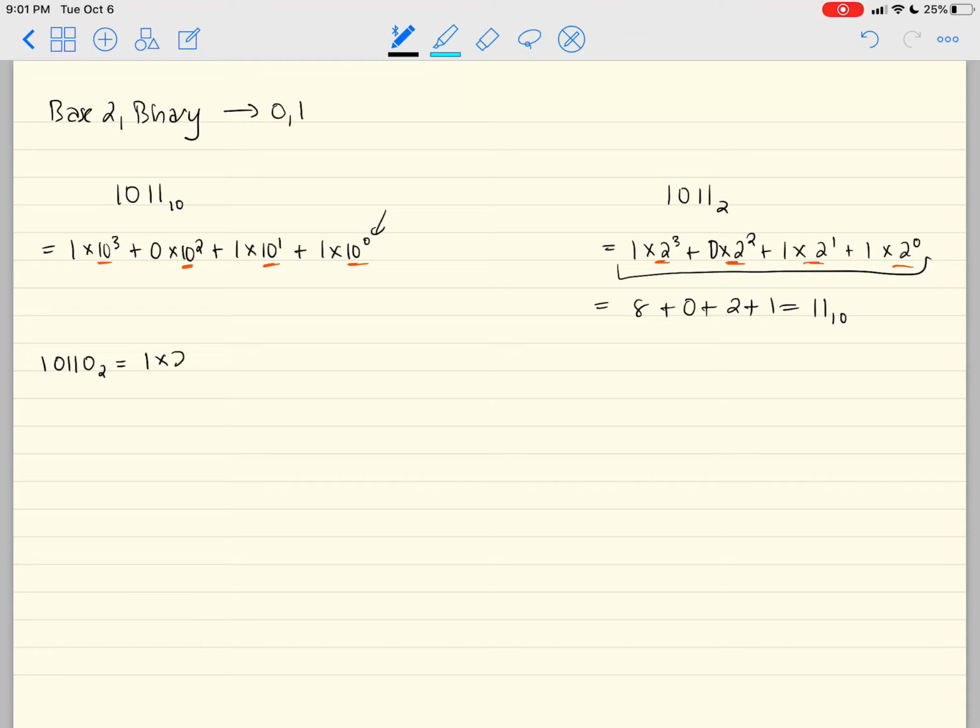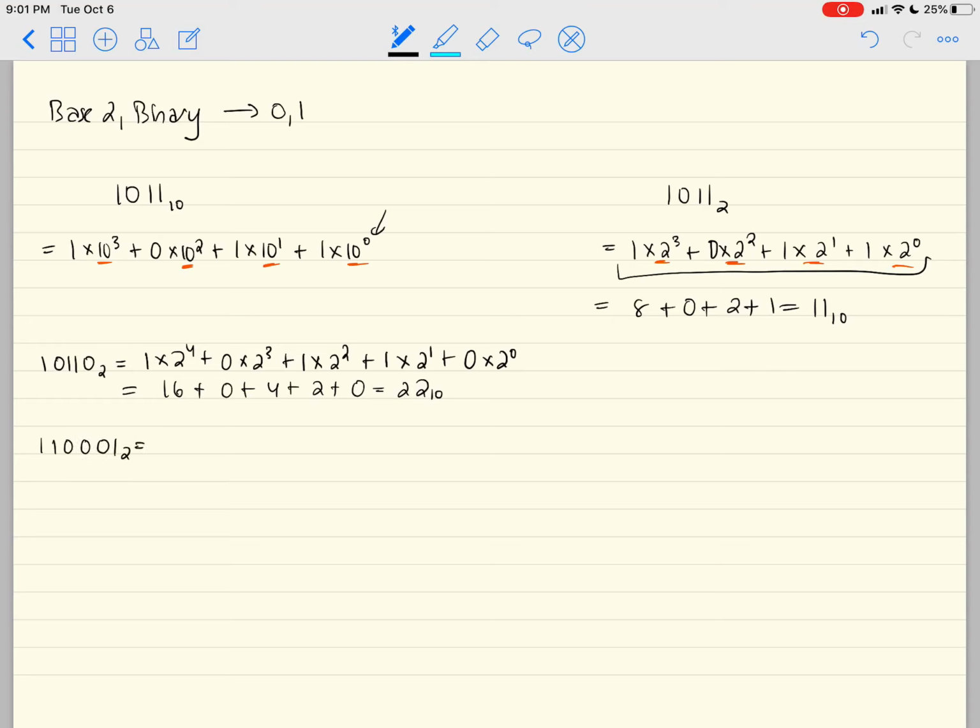So 1 times 2 to the 4th plus 0 times 2 cubed plus 1 times 2 squared plus 1 times 2 to the 1 plus 0 times 2 to the 0. The point is the one on the right needs to start high enough so that my very last one always has a 2 to the 0 attached. So this is 16 plus 0 plus 4 plus 2 plus 0, otherwise known as 22 in decimal. One more just to make sure we have it.